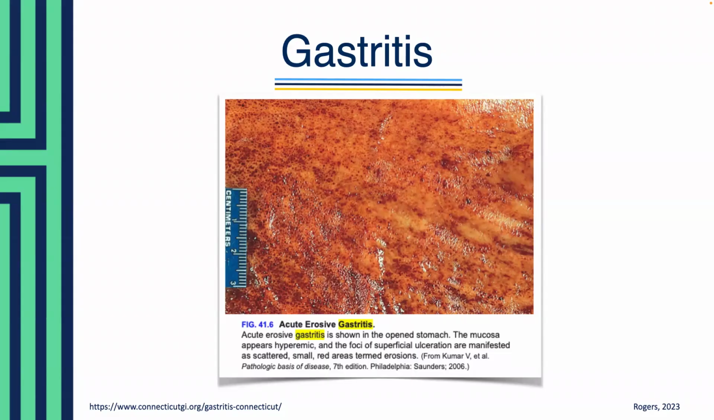Now, both acute and chronic gastritis can lead to very similar symptoms. So that's abdominal pain, nausea, vomiting, and the loss of appetite, especially if it's not properly treated.